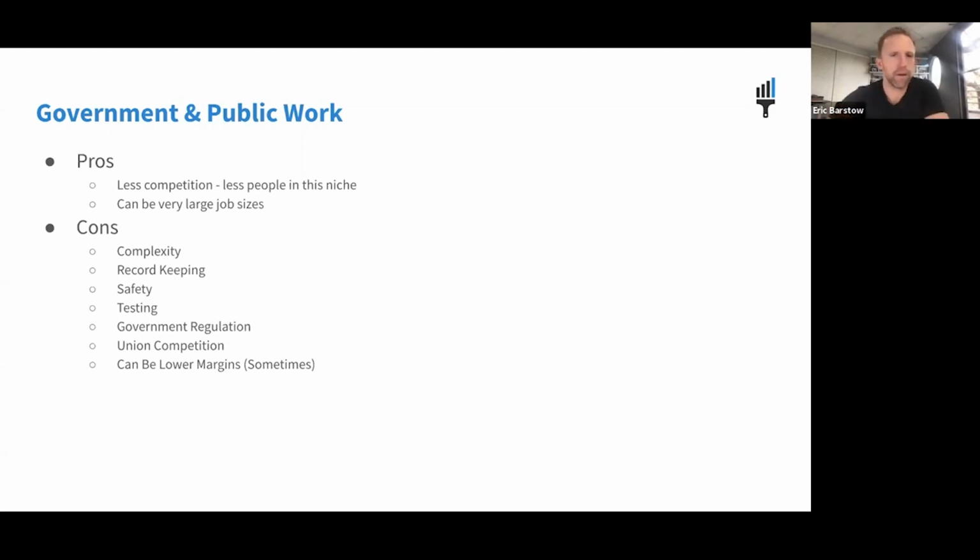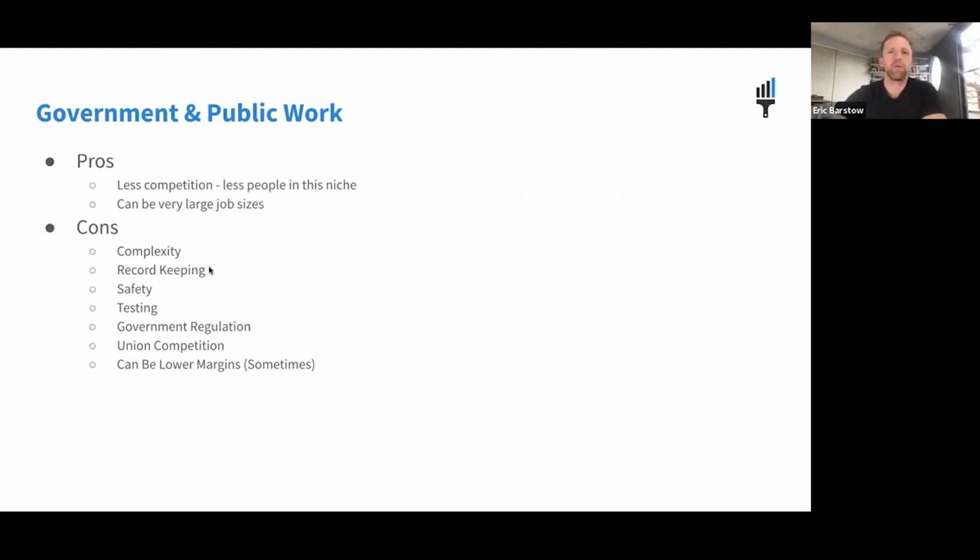So the cons to public work is the complexity. One of the women I interviewed, she runs a company that does all public work. And she said, Eric, one of the tough things about this is the paperwork. She said, I've got a 3-inch stack of paperwork on my desk right now for one job we're doing. So the record keeping is just insane.